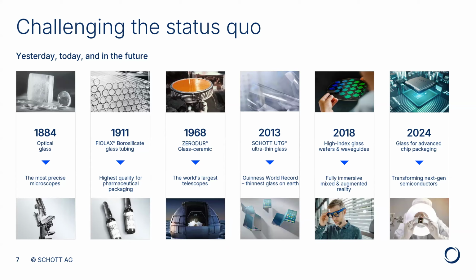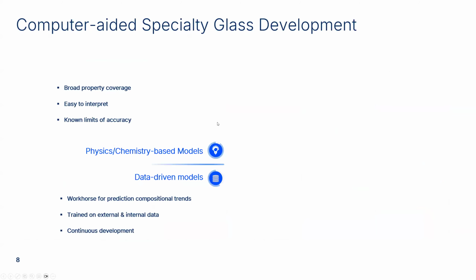And there are hundreds of glasses, even if you're just talking about the optical glass catalog of SHOT, there are hundreds of glasses in it. And that means glass development at SHOT is never static. So we are always in the process of developing new glasses, and we need to stay competitive. And so we want to use computers to help us become faster. And so what do we do so far?